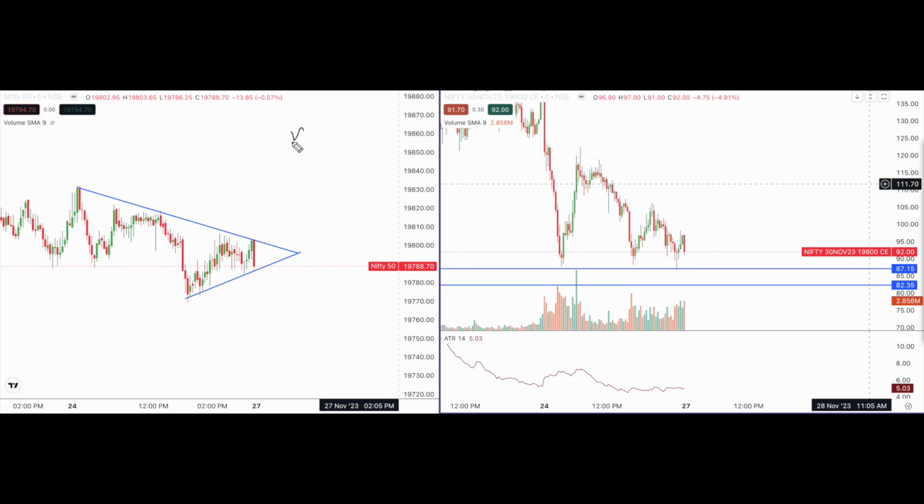Now, whatever I explained for call option trade, the same thing applies for put option trade. In case market gives a breakdown here, immediately we should plan for put option because the index has given a breakdown. This is just an example of the trading setup I'm telling you. There are many trading setups.